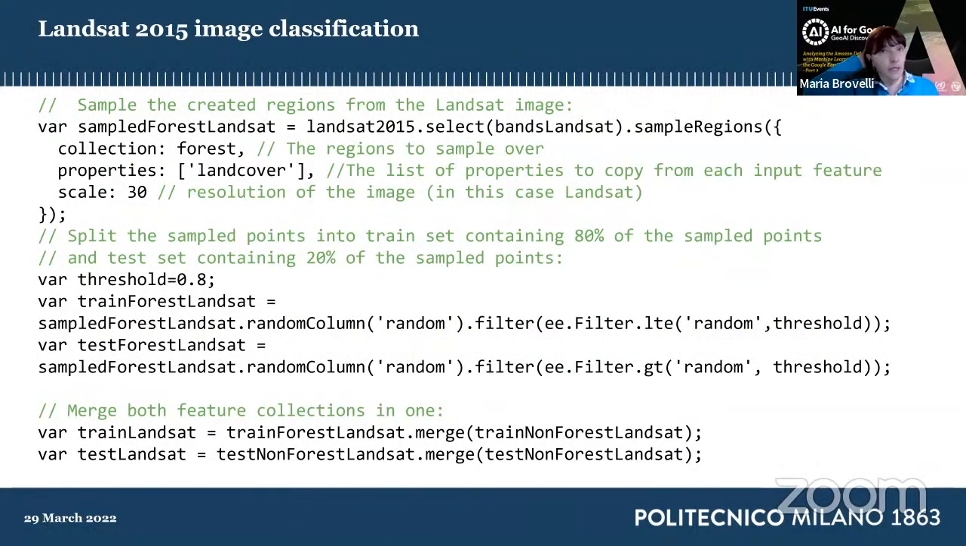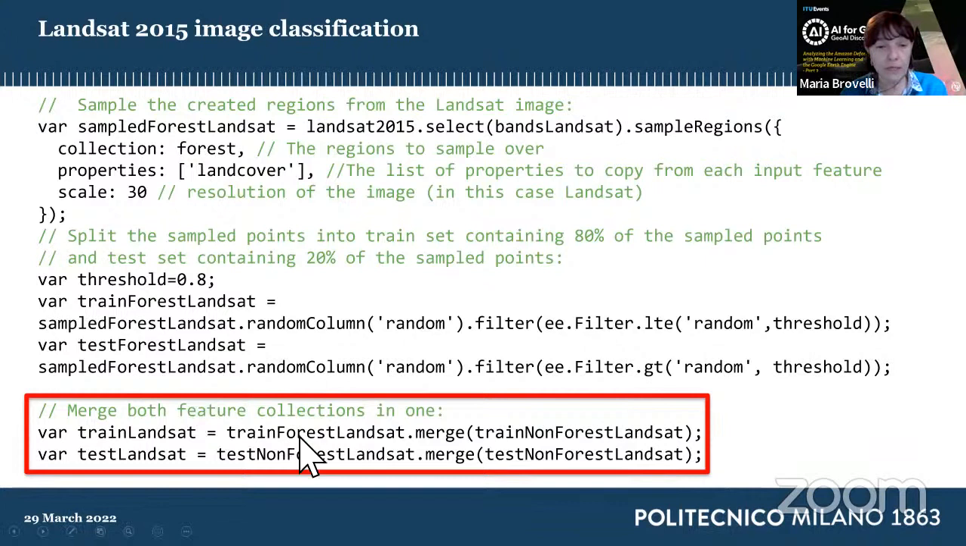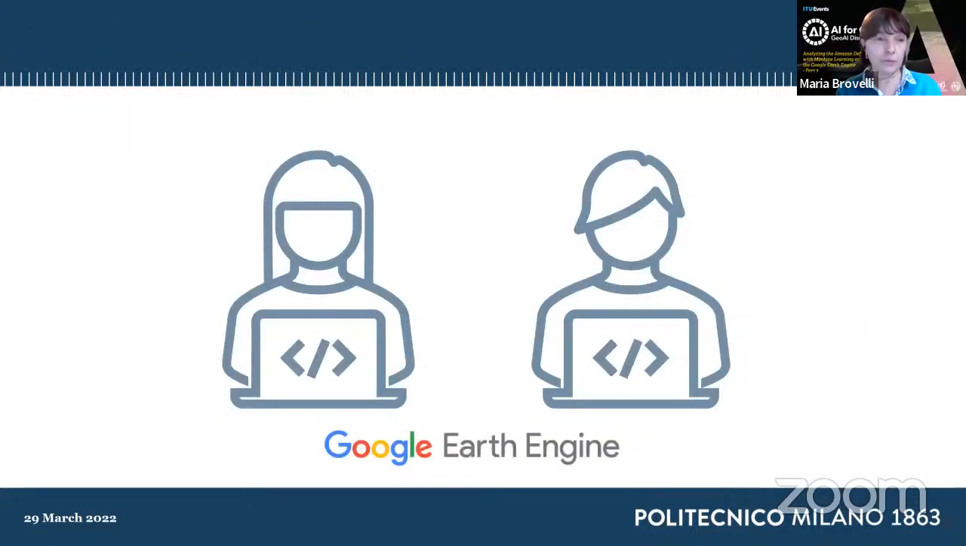Then at this point, we can do the same also with respect to forest. So again, everything is exactly the same, and we created the two subsets for training and testing. And finally, once we have these subsets, we put all together the two trainings, forest and no forest, and the two testings, forest and no forest. Okay, now we have the data set for training our model and the data set for testing our model.